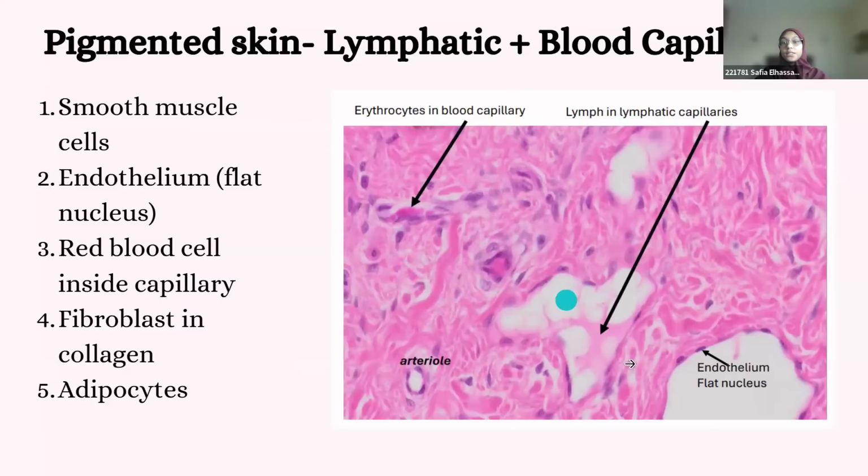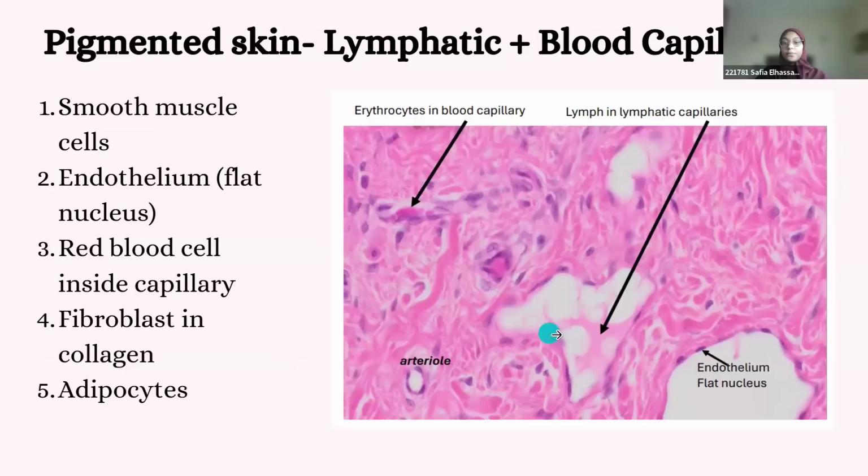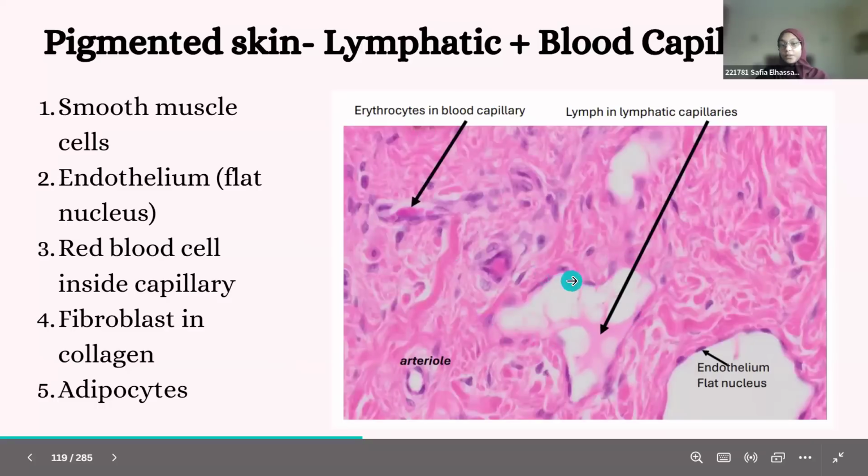And you also see these lymphatic capillaries. So as for these lymphatic capillaries, they didn't talk about them much in your lab files, but just to briefly go over them, they are similar to veins in the sense that they have a very thin muscle layer, and they have this one cell thick endothelium, and the lumen is irregular.